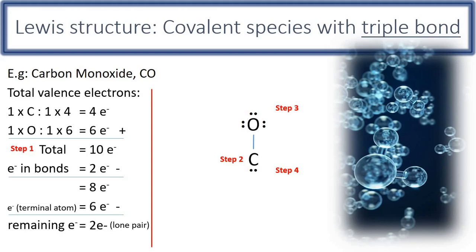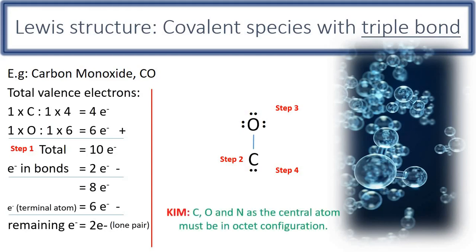But we are not finished yet. Please keep in mind, carbon, oxygen and nitrogen as the central atom must be in octet configuration. As we can see here, the carbon atom has only 4 electrons surrounding it. Therefore, we have to convert the electron pairs from the terminal atom into the covalent bond until the central atom achieves octet configuration. There we have it, the Lewis structure of carbon monoxide.